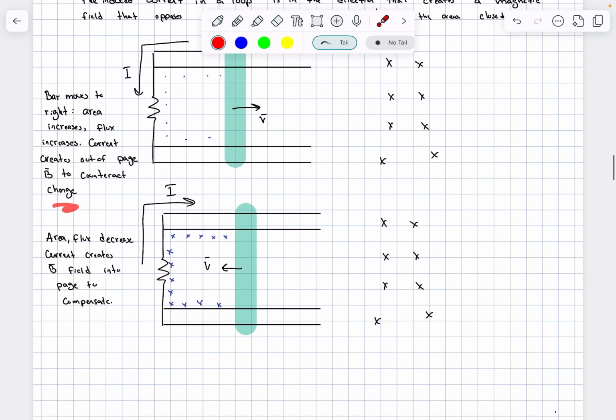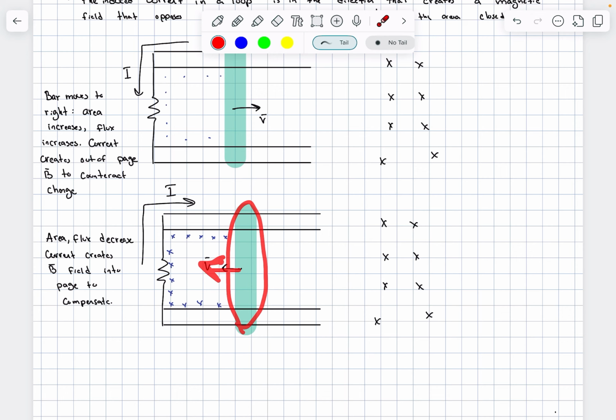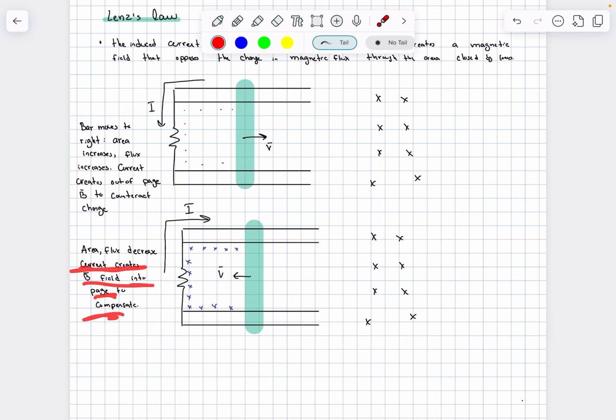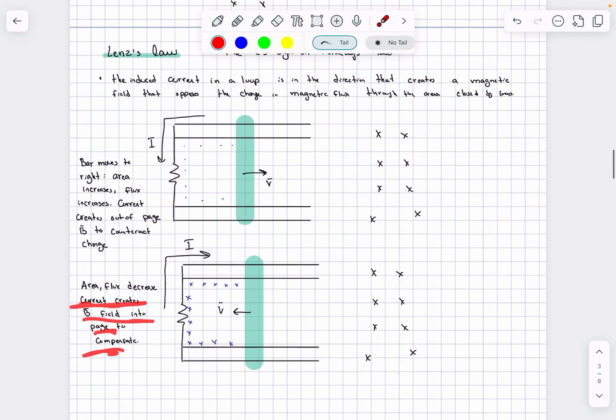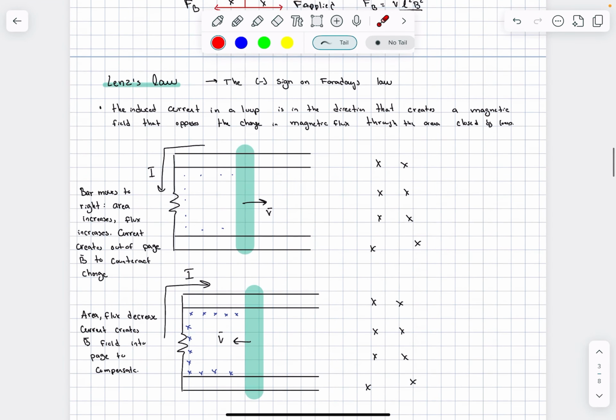We can also think of it in this scenario where we have this area closing. Because that area is closing, we get fewer of these magnetic field lines within that area. To compensate for that, the current is going to be such that it gives us more into-the-page magnetic field lines. So again, because the area is decreasing, the flux is decreasing, so the current creates a magnetic field into the page to compensate. We're going to go over a couple of problems a little bit later on, but I do recommend reading the textbook for this one.